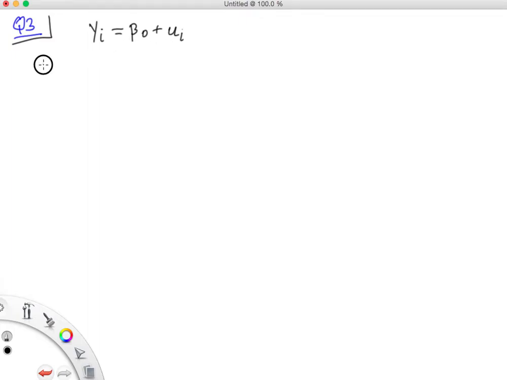Part A is to estimate beta 0 by minimizing the sum of squared errors. Now again, we'll define a function of beta 0 this time. S is the sum of squared errors, a function of beta 0, which is then going to look like this: the sum of yi minus beta 0 squared, which is again similar to the one that we did before. So ui here is basically yi minus beta 0.